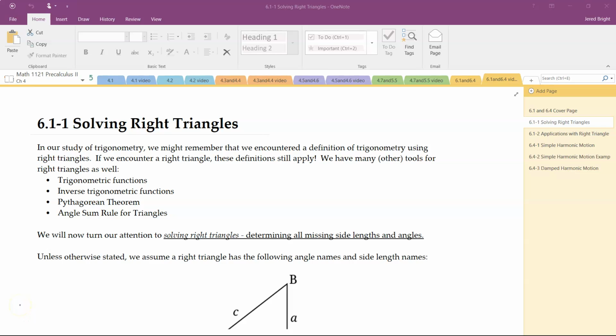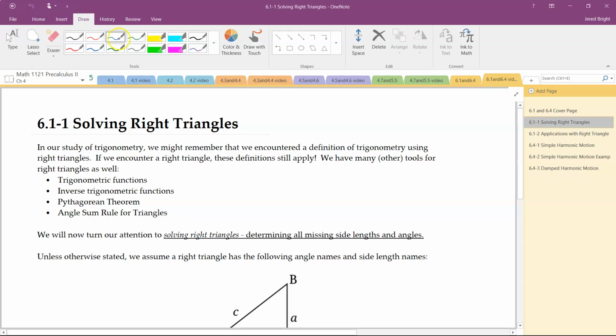Welcome. In this next section, we're going to look at further applications of trigonometry, and we're going to revisit the trigonometric definitions using right triangles. So when we talk about trig, we know we have various different definitions, and one of those was a right triangle. But then also connected to right triangles, we have other tools available, such as the Pythagorean theorem and also the angle sum rule, just meaning that all angles have to sum to 180.